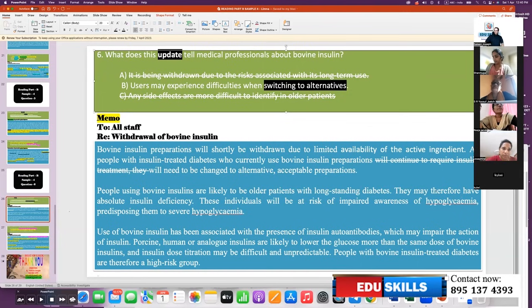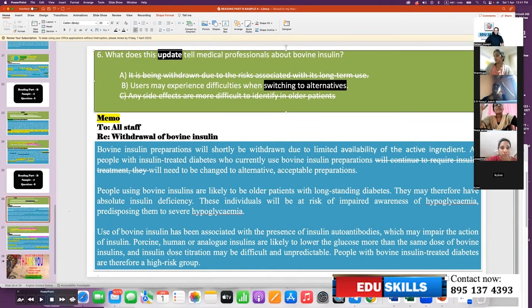People using bovine, all these older people, may therefore have absolute insulin deficiency. These individuals will be at risk of impaired awareness of hypoglycemia. Use of bovine insulin has been associated with the presence of insulin autoantibodies, which may impair the action of insulin. Now they are saying use of this will have difficulty. Now when you change, because of this change in the nature of the insulins, that will cause difficulties for the people who switch from bovine insulin.